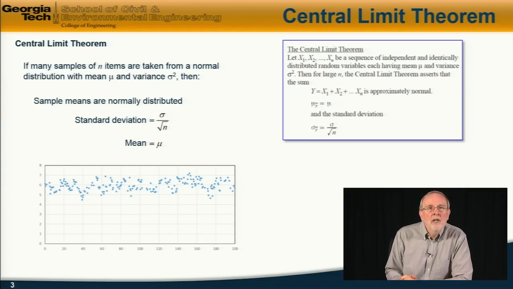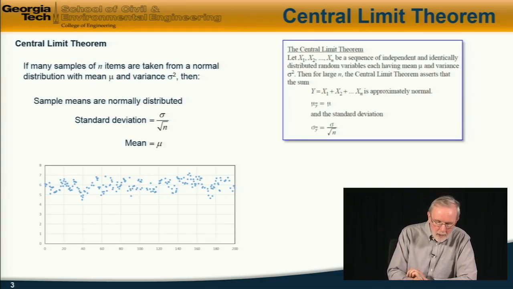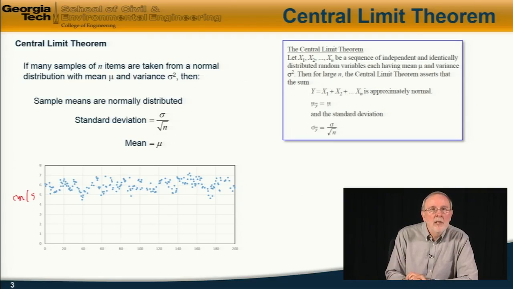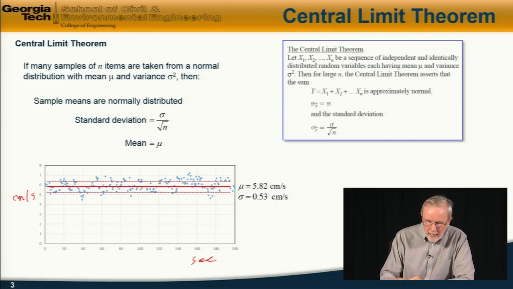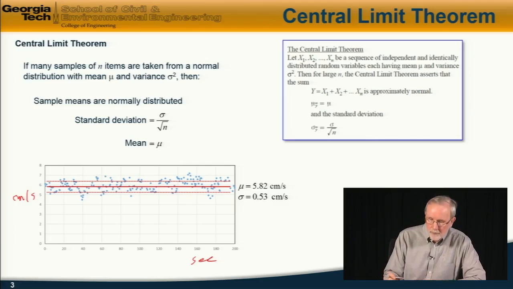of velocity in a turbulent velocity field, where the vertical axis here is the speed in centimeters per second, and the horizontal axis is the time in seconds. So from this record, we can easily compute an average value, which turns out to be 5.82 centimeters per second, and a standard deviation, sigma, which turns out to be approximately 0.53 centimeters per second, as shown here.